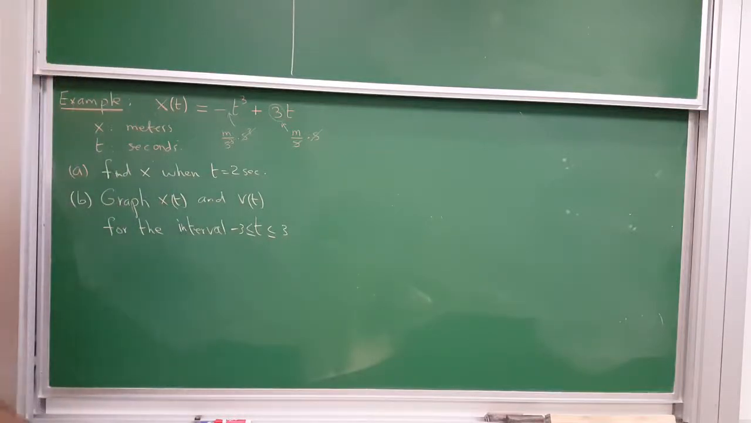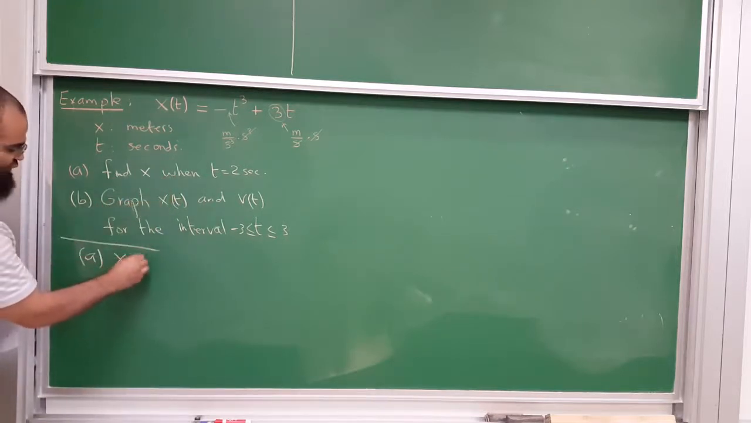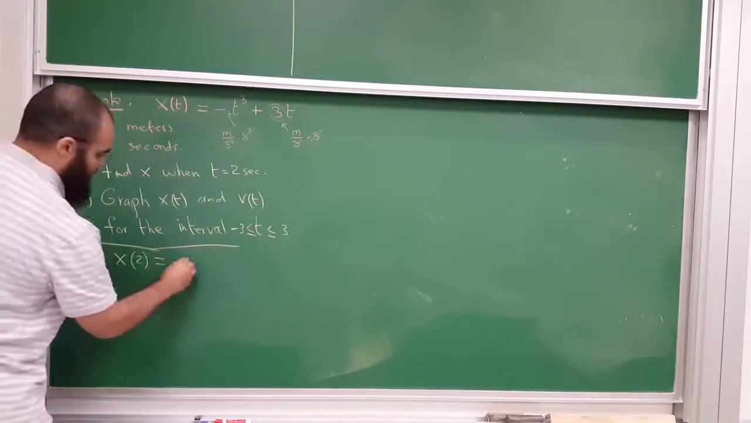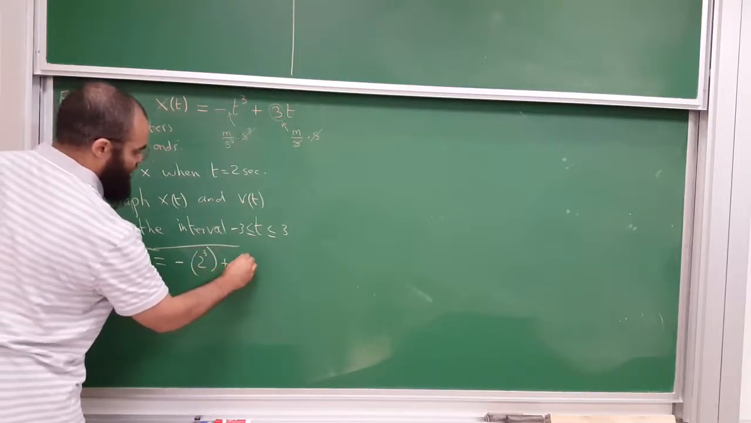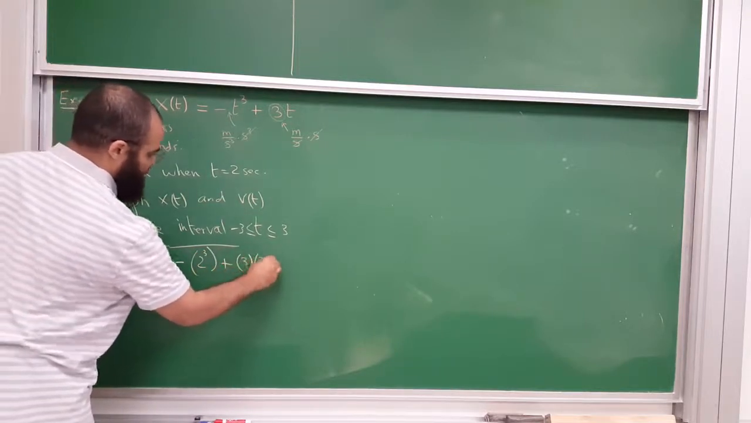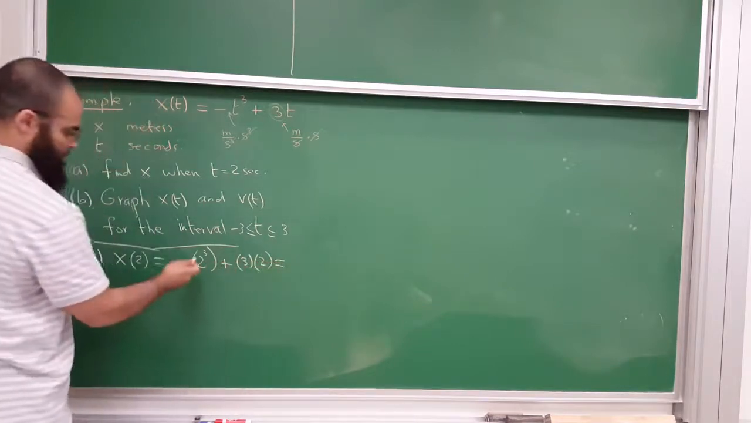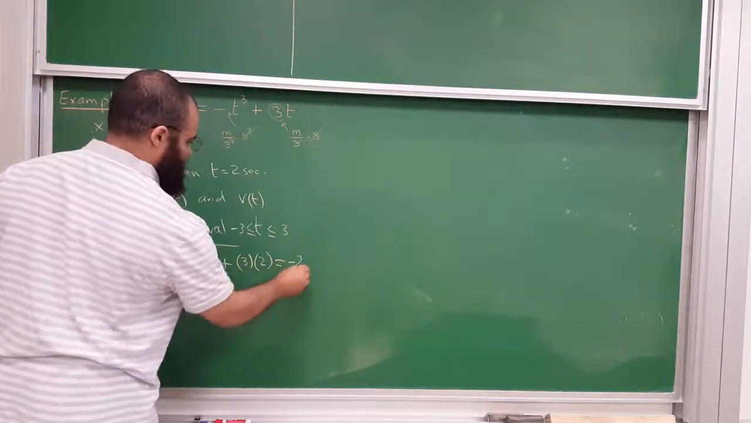So for part A, let's do the solution. For part A, what's the position at time t equal to 2 seconds? The position at 2 seconds will be, well, you just plug in 2 seconds here, so you get minus 2 cubed plus 3 times 2. And what do we get? You get minus 8 plus 6, that's minus 2. So the position at 2 seconds is at minus 2 meters.